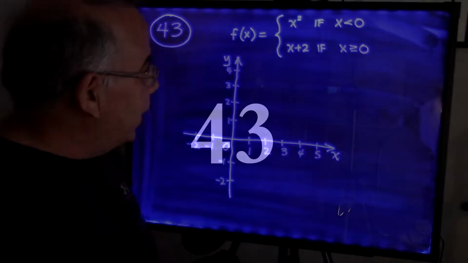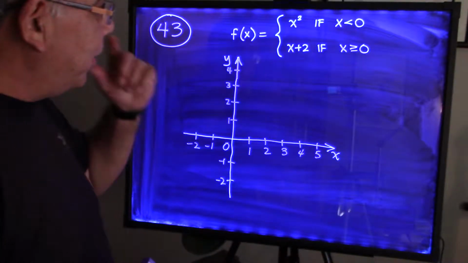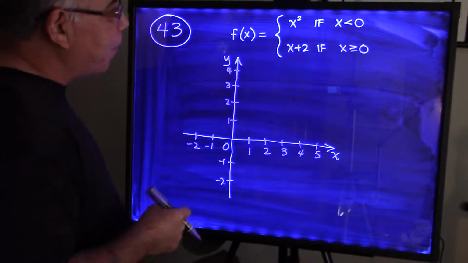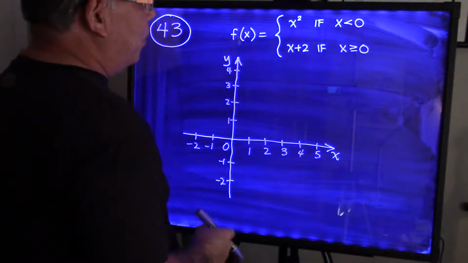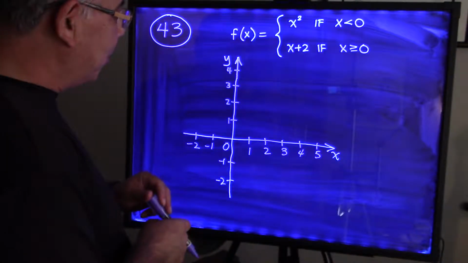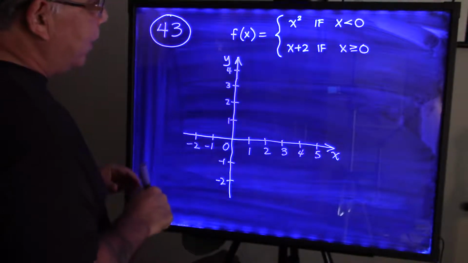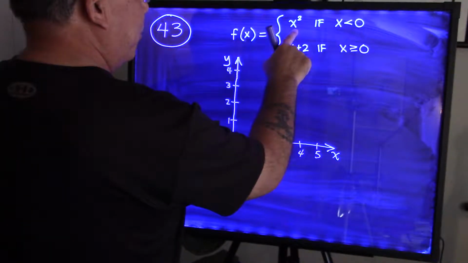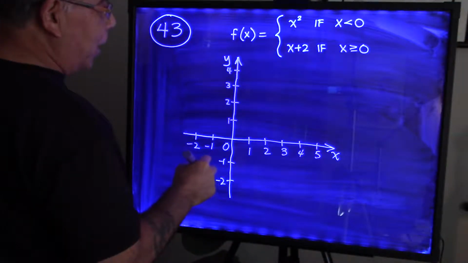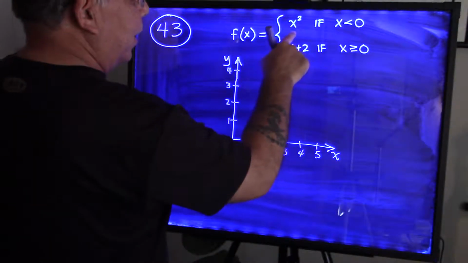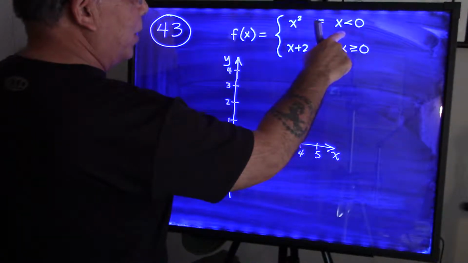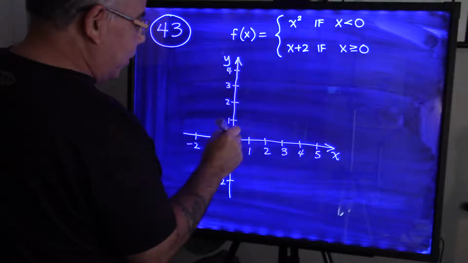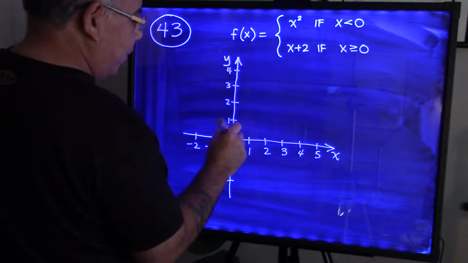Number 43. We have f of x equals x squared if x is less than 0, and x plus 2 if x is greater than or equal to 0. So to the left of 0, it's x squared. That's a parabola opening upward. When x is 0, y is 0, but you're not including that point on this part of the graph because this only applies for x less than 0. But that's a starting point that you need, so you put an open circle at (0, 0).